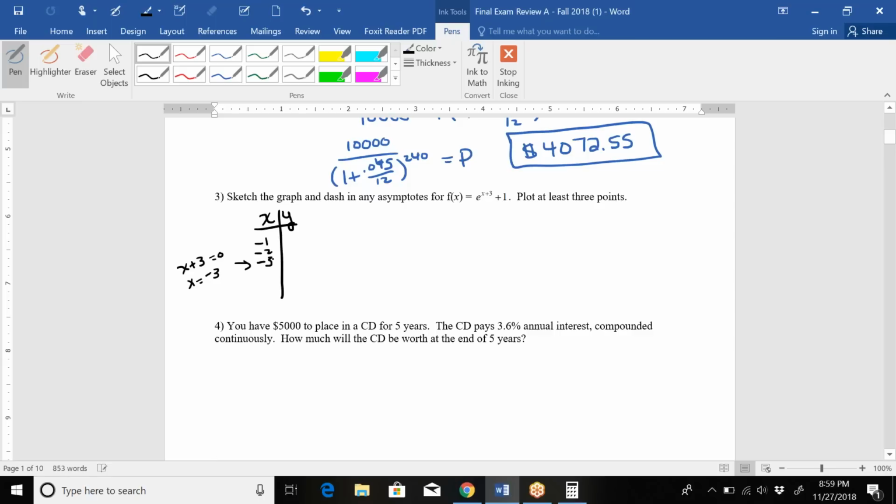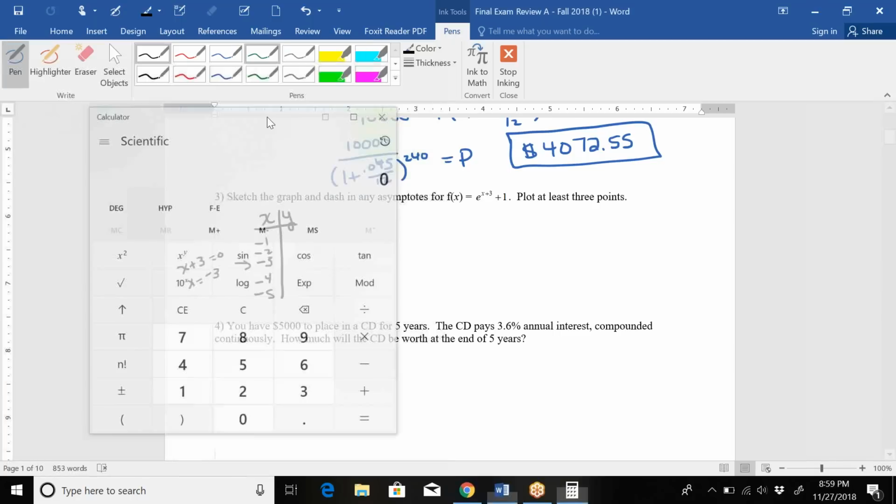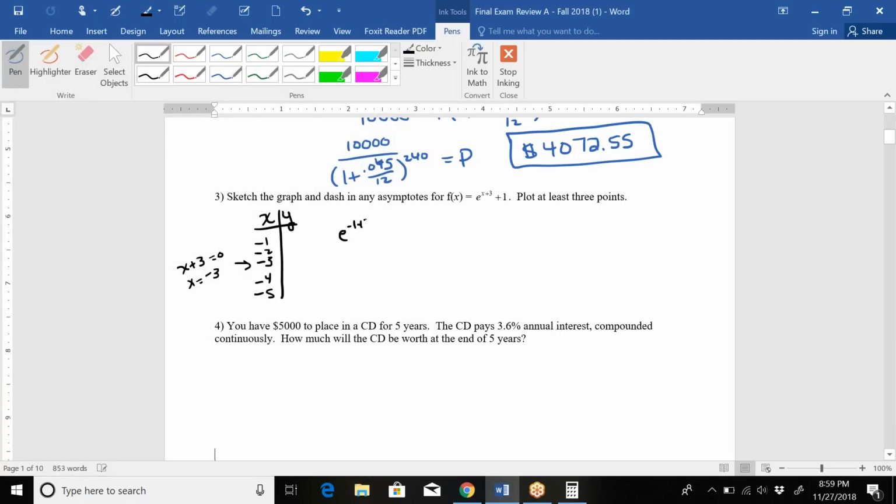So then you pick two numbers larger and two numbers smaller. It doesn't matter which order you pick them in. So let's work this out. I'm going to write out what these would each be. So this would be e to the -1 plus 3 plus 1. So that's e to the 2 plus 1. e to the -2 plus 3 plus 1 is e to the 1 plus 1. e to the -3 plus 3 plus 1 out here is e to the 0 plus 1. e to the -4 plus 3 and then plus 1 is e to the -1 plus 1. And e to the -5 plus 3 plus the 1 is e to the -2 plus 1.